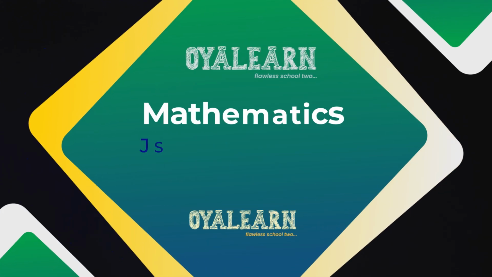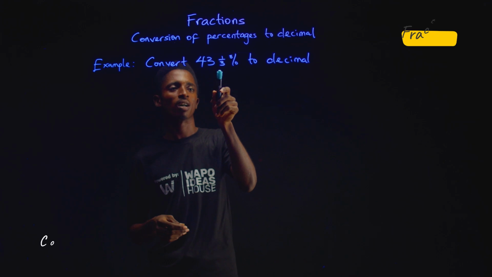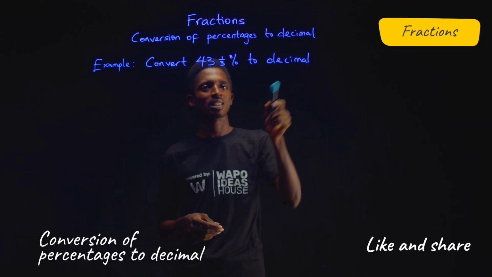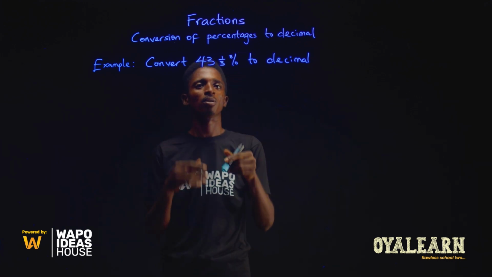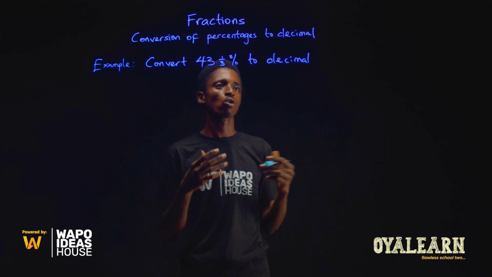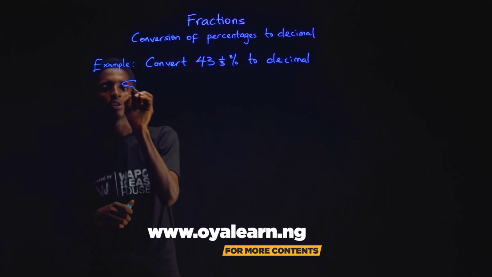In case you are faced with a question like this, where we have to convert 43 whole number 1 over 3% to decimal. You see here we have a mixed fraction but represented in percentage form, and we have to convert it into decimal. This is how you do it. Solution.